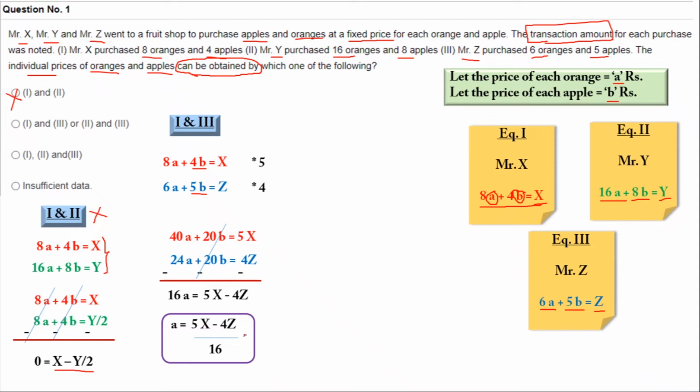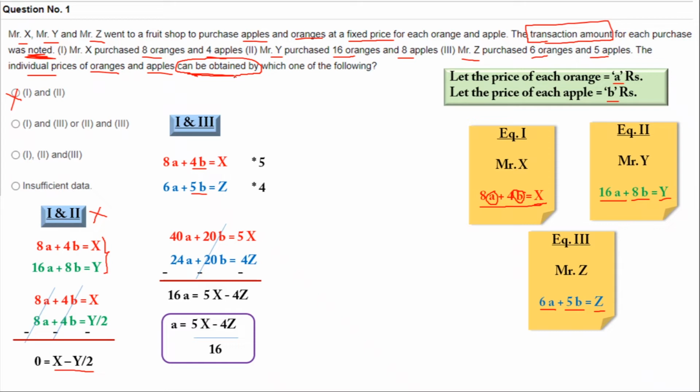See, it is already given that the transaction amount was noted down. So they have noted it. If you just give them this equation, they can solve it, or not? They have never told us to solve. They have just told us to say using which of the two equations you can find the value. So definitely using 1 and 3 we can find the value. Okay, so this is correct.